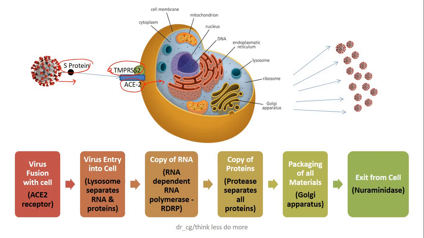Then the lysosome separates the original virus RNA and proteins separately. Then RNA dependent RNA polymerase makes a number of copies of RNA. Then the ribosome makes the proteins and polypeptide chains from the RNA codons. Then the Golgi apparatus makes the final sorting and packaging of all these RNAs and proteins, these ready-made materials, and then the final exit from the cell is by the neuraminidase enzyme.